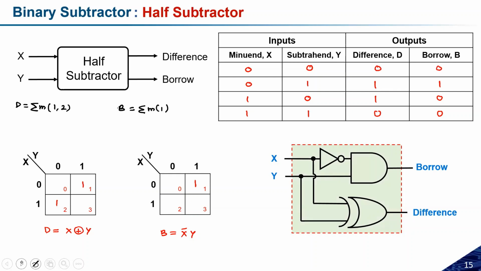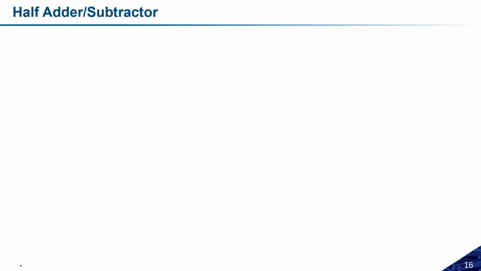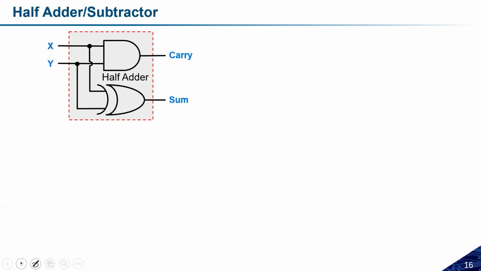So I think this is quite easy, not that difficult. Yes, a very important thing as of now: let us try to make the half adder and the half subtractor and compare these two circuits. This is the simple circuit of the half adder which we have already studied before.